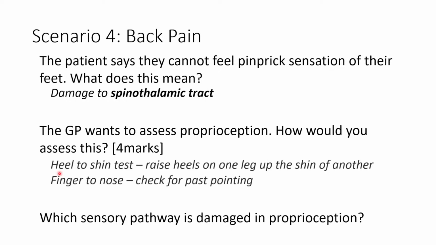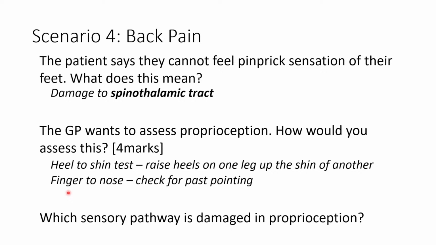So one is for the lower limbs. This is the heel to shin test, which involves raising the heel on one leg and going up and down the shin of the other. That's the heel to shin test. That's your 2 marks. Then the finger to nose, so this is the past pointing from your neurological examination. What you do is go from the patient's finger to the nose of the examiner and back and forth, and you do that with both sides.